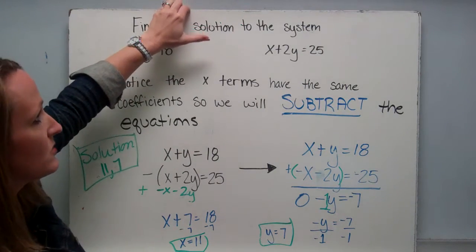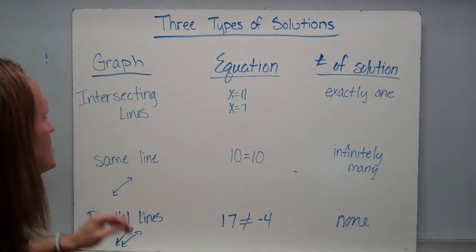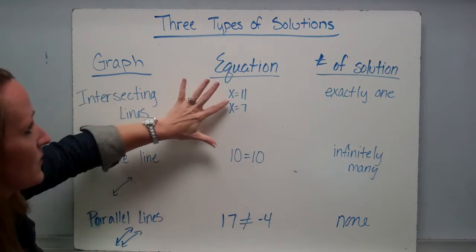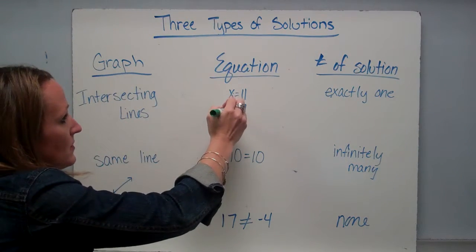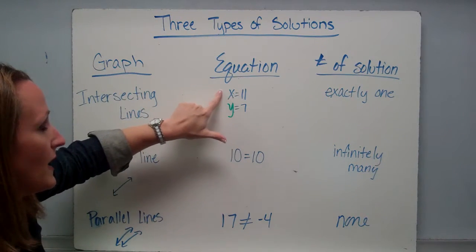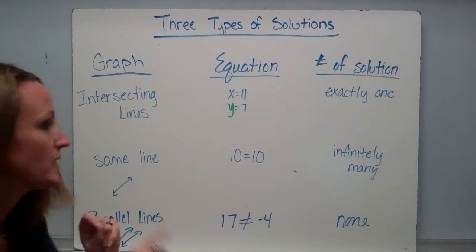Okay, let's review, and you saw this in the last video as well, the three types of solutions. If you have a graph of intersecting lines, you're going to get an answer like x equals 11, y equals 7, just like we got in that last one. There's one solution because they touch at one point.